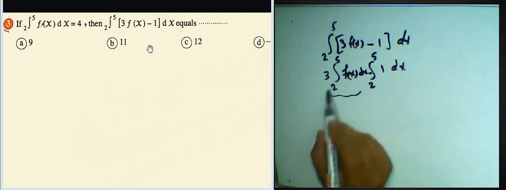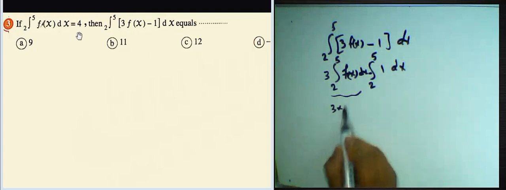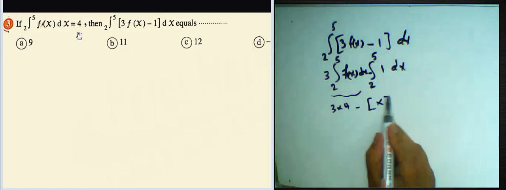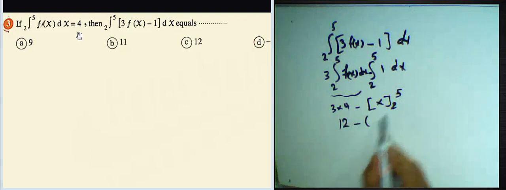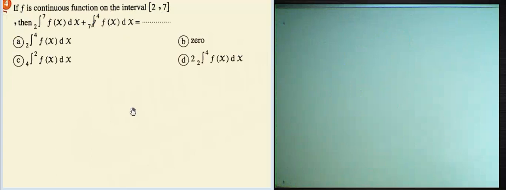We can find the result here. He gave us this information: the integration here equals 4. 3 multiplied by 4, subtract the integration of 1, which will be x from 2 to 5. 3 times 4 equals 12. Write 5 here, subtract 2. Then the result will be 12 subtract 3, which equals 9. So the result will be 9 for this example. Choose letter A.